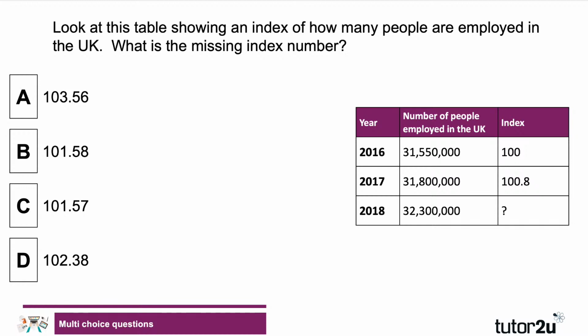So we have an index of employment from 2006. So we have a number of people employed from 2016 through to 2018. What's the missing index number? Is it A, B, C, or D? Take a moment and do the calculation. Don't forget, always calculate the change from the base year. Always go back to the base for your calculation.